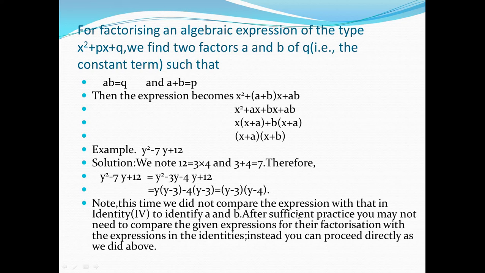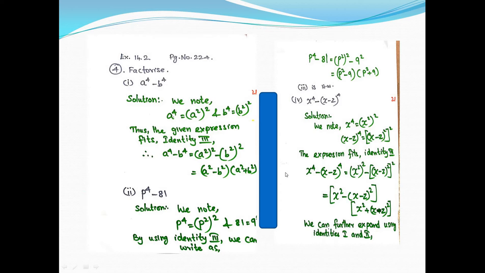So this time we did not compare this with the identity number 4 to identify which is A and which is B. So after sufficient practice, if you keep on practicing these kind of sums, you may not need to compare the given expressions for their factorization. So no need to compare the given expressions with the expressions in the identities. Instead, you can proceed directly as we did above. Let us move to the next exercise.